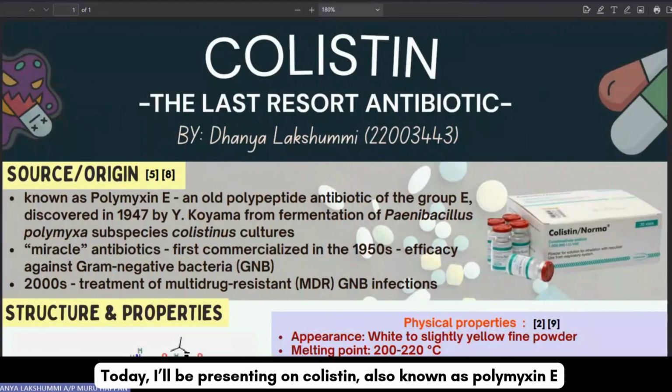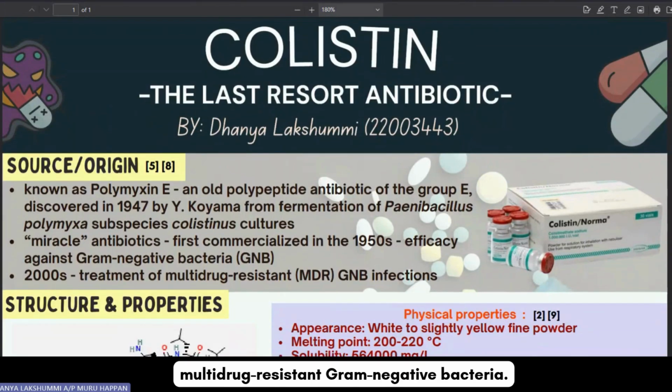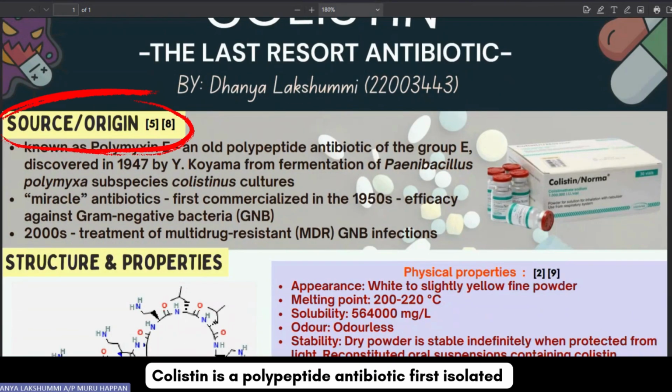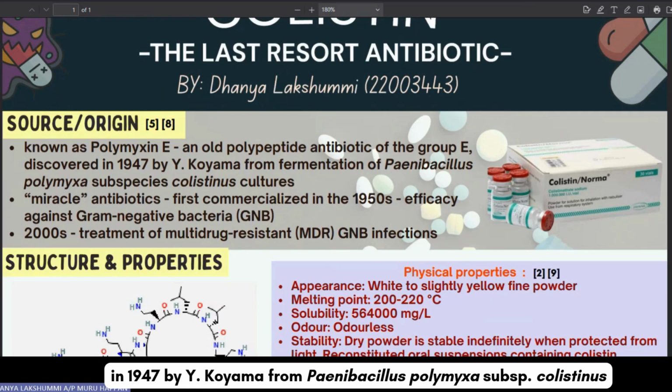Everyone, today I'll be presenting on Colistin, also known as Polymyxin E, a drug that serves as a last line of defense against multidrug-resistant gram-negative bacteria. So colistin is a polypeptide antibiotic first isolated in 1947 by Koyama from Paenibacillus polymyxa subspecies colistinus.